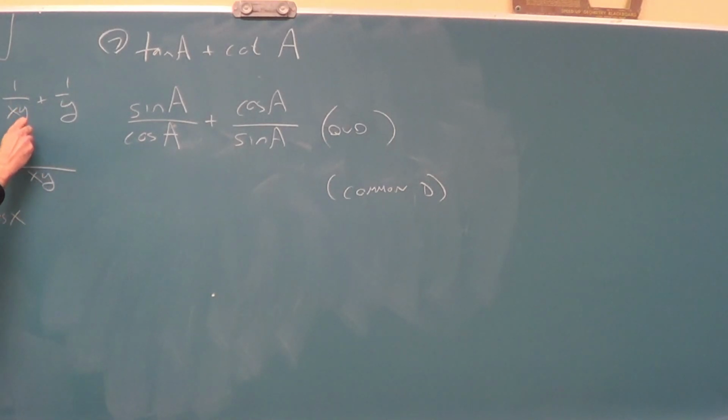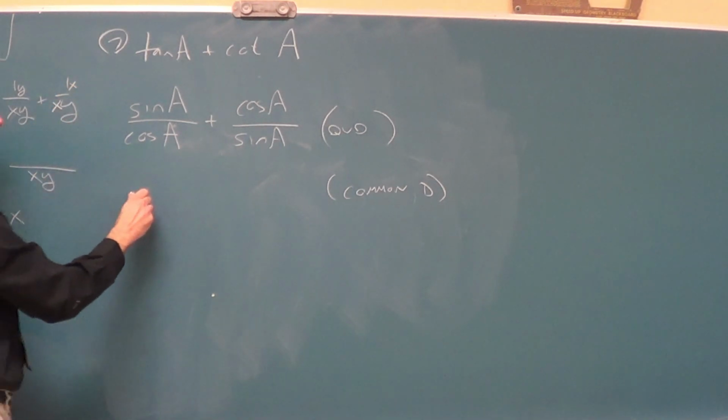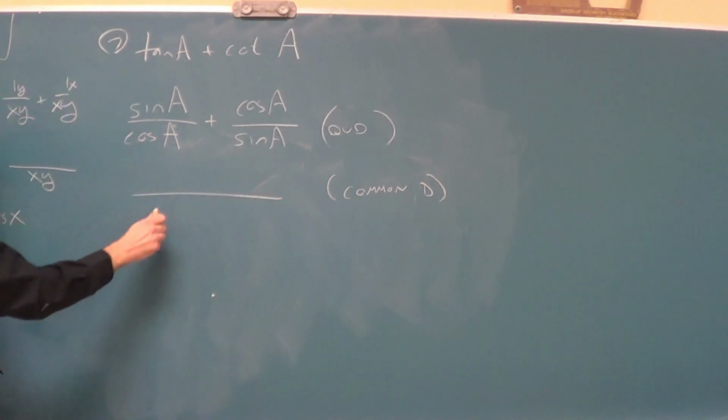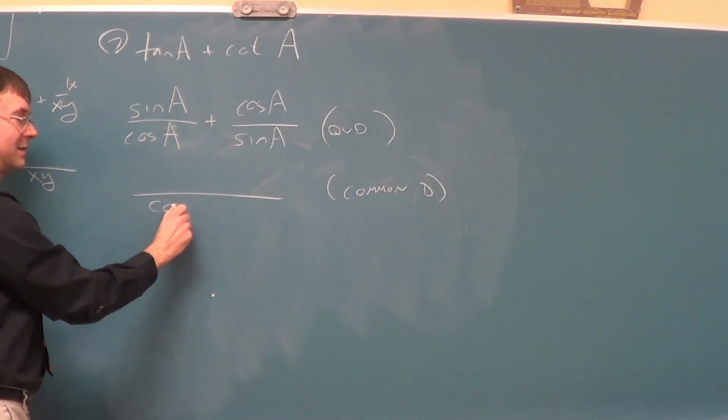And if you're going to change the bottom, you have to change the tops. So this bottom needs a Y. That means the top needs a Y. This bottom needs an X. So this top needs an X. We're doing that same thing, but not with X's and Y's, but with cosines and sines.